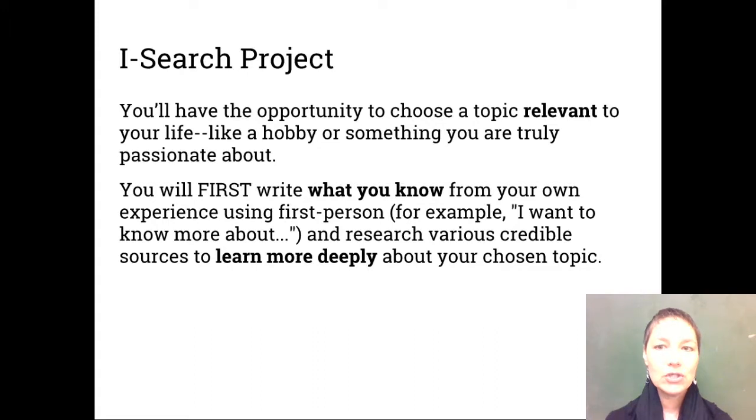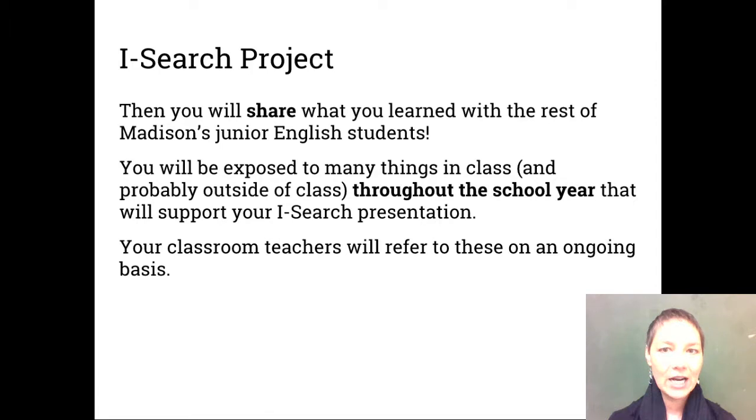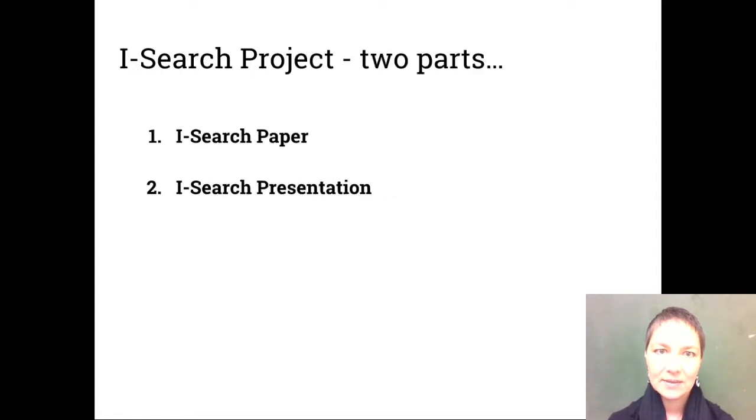You'll have the opportunity to choose a topic relevant to your life, like a hobby or something you're truly passionate about. You will first write what you know from your own experience using first person. For example, I want to know more about whatever the subject is, and research various credible sources to learn more deeply about your chosen topic. Then you will share what you learned with the rest of your Madison Junior English students. You'll be exposed to many things in class and probably outside of class throughout the school year that will support your iSearch presentation. Your classroom teachers will refer to these on an ongoing basis.